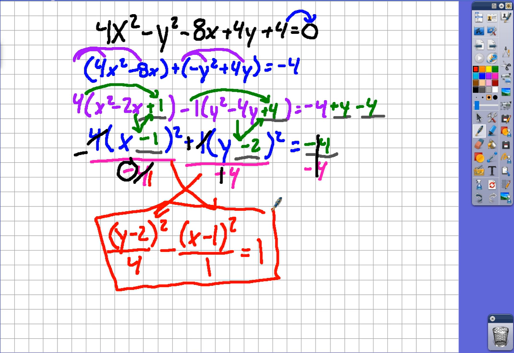Now that's transformed. We can go ahead and graph that. We know our center is at 2 and 1. Our a squared value is 4, so a is plus or minus 2. Our b squared value is 1, so b is plus or minus 1. And since y value is first, our hyperbola is going to go up and down. It's going to go up and down like that.